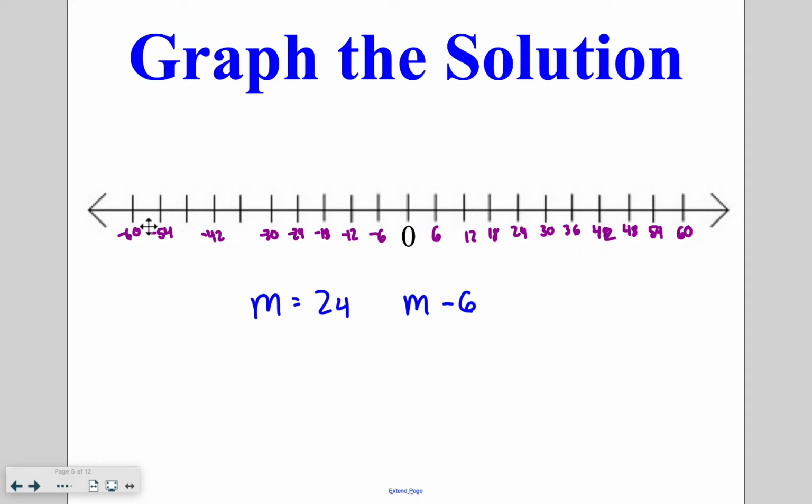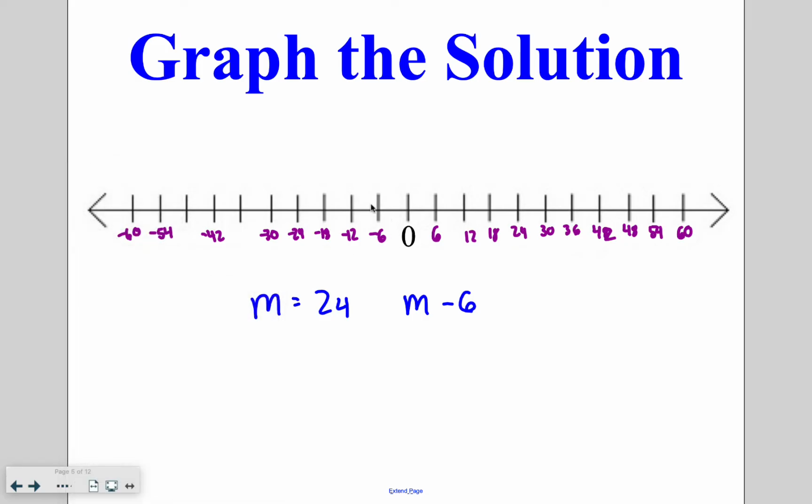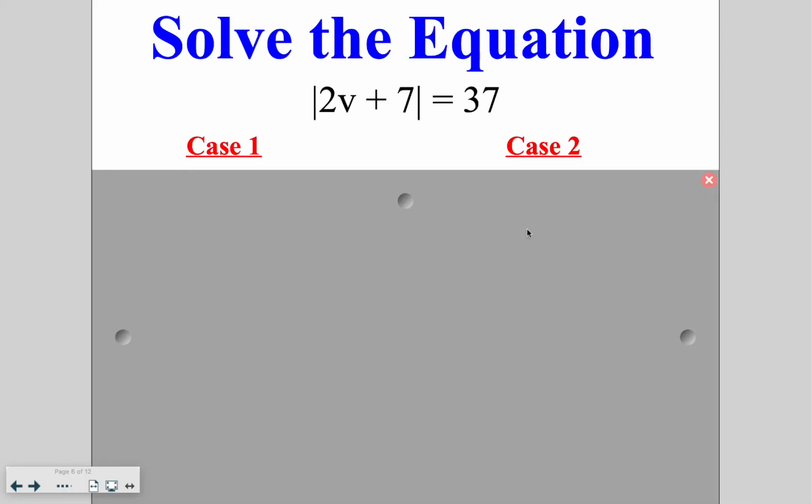But you do have to indicate what you are actually counting by on that number line. Then all you would have to do is put a point at your first and at your second answer. So we put just 2 dots on that graph. Go ahead and solve this one on your own.